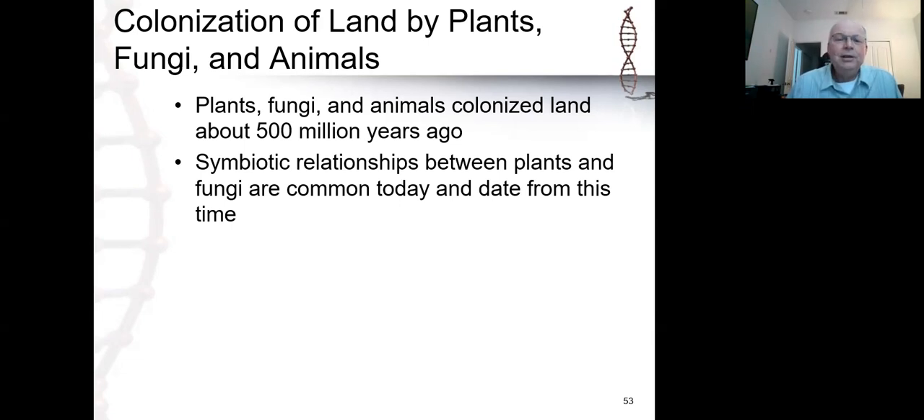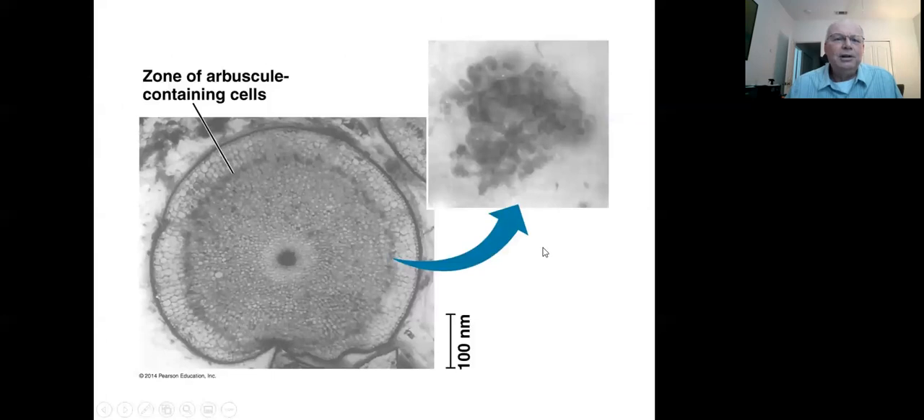And so today we see this complex interaction between plants, fungi, and animals that allows them all to utilize habitats on dry land and to thrive as colonizers of dry land. So here is a photo that shows one of those modern interactions that we see between plants and fungi.